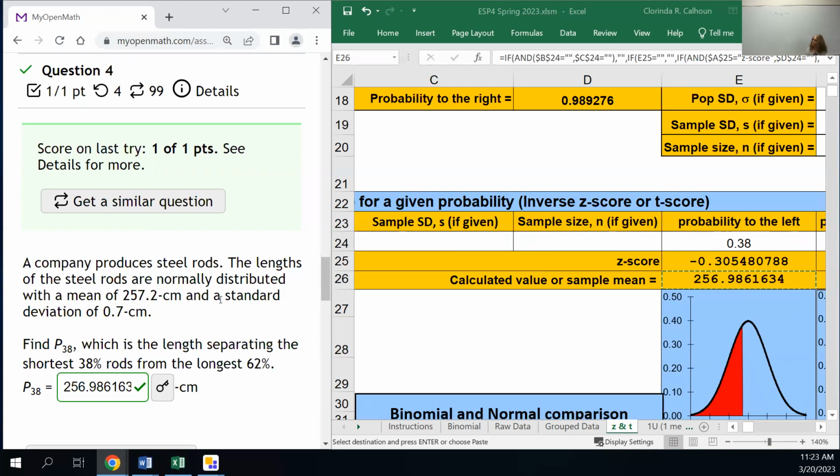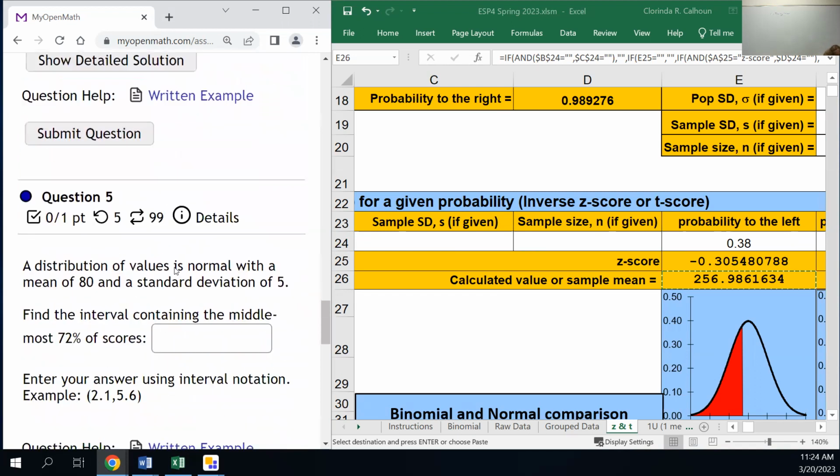Notation's important. So when you see that P and the little subscript, that means percentile. Percentile always goes in the under. So that's always left. Anyone having trouble with 4? Okay, let's go to number 5.